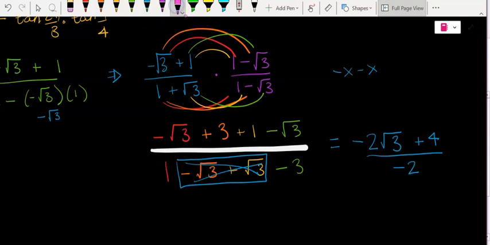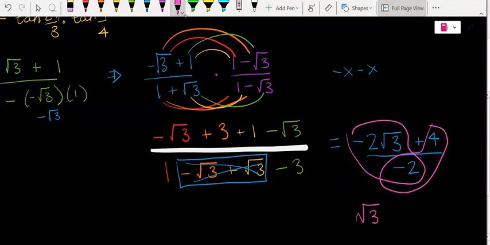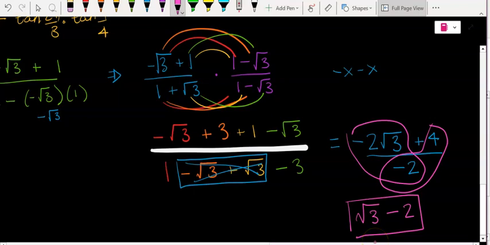I'm almost done. The last thing I can do is reduce. If you notice, I've got one term right here, and I've got another term right here. I can divide both terms by negative 2. So if I do that, negative 2 root 3 divided by negative 2 becomes just square root 3. And then 4 divided by negative 2 becomes negative 2. So there is my final answer, square root 3 minus 2. You could also write that as negative 2 plus square root 3, however you write that.